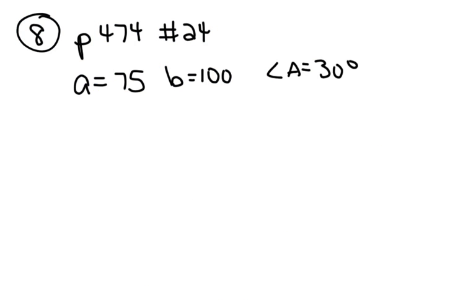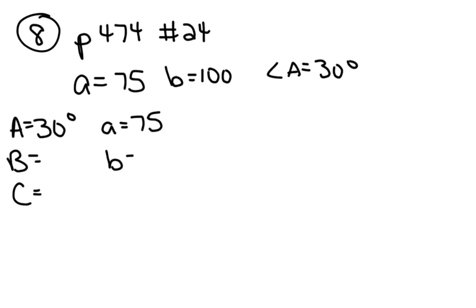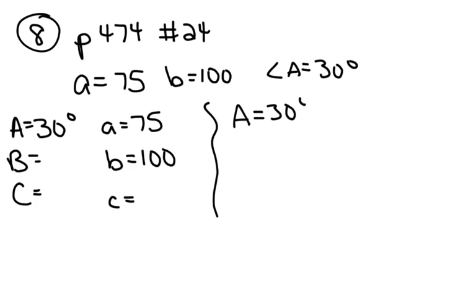We're going to try that again with page 474, number 24. And I'm going to start by setting up my 2 charts. So side A is 75, side B is 100, and angle A is 30. Here are my 2 charts.